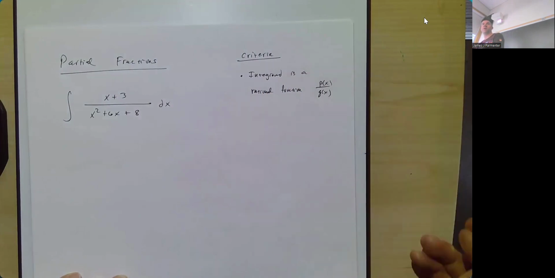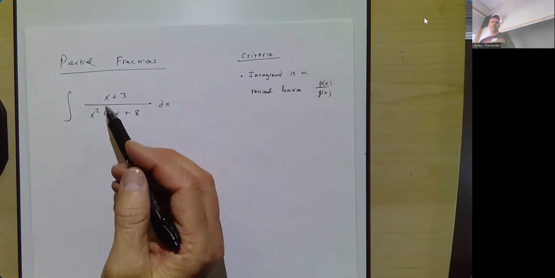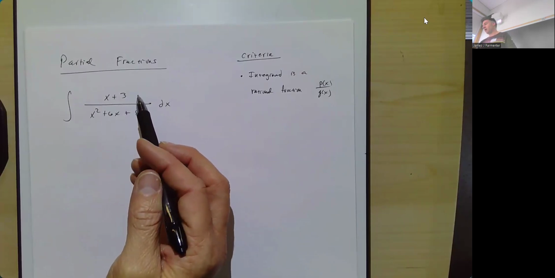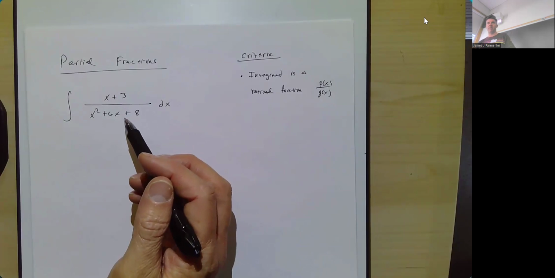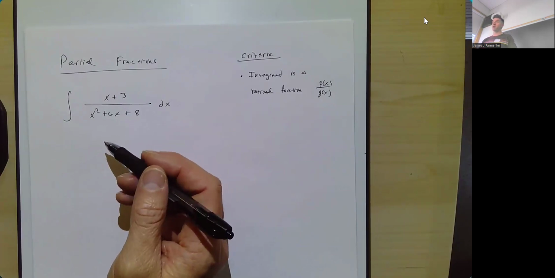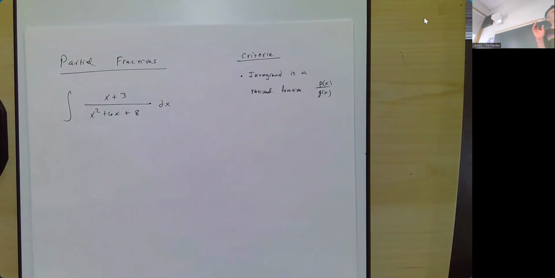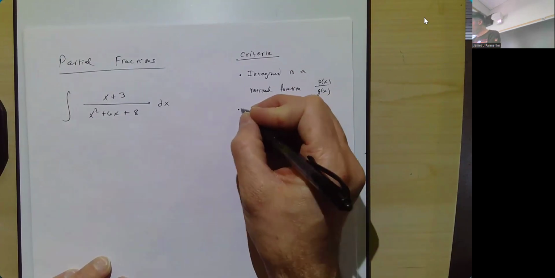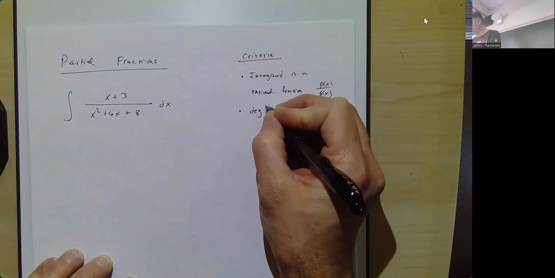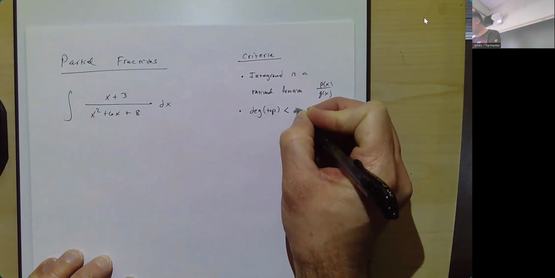No square roots, no trig functions, no e to the x's, no natural logs. All you can have are nice non-negative integer powers of x on top and non-negative integer powers of x on the bottom. If you have any other weird, funky negative powers or fractional powers, no dice. Quick aside, sometimes you might start off with something that looks heinous, and you might do a u sub and then get something where you can actually use partial fractions. That does happen occasionally. Second thing that has to be true, the degree on the top has to be strictly less than the degree on the bottom.